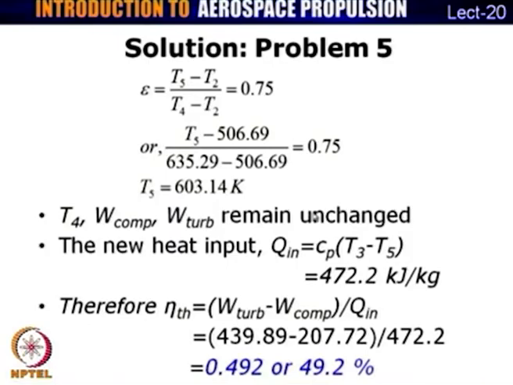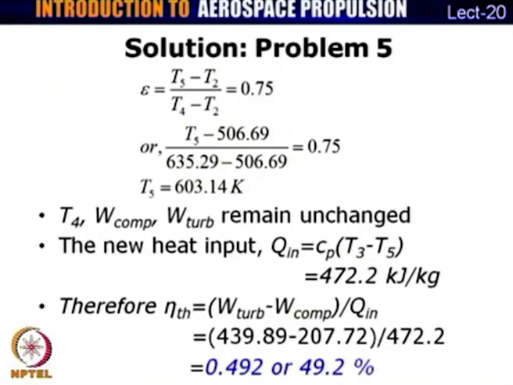So, effectiveness is given as (T5 - T2) / (T4 - T2), which is given as 0.75. All of the temperatures are known except T5. So, we can calculate T5 from this, which comes out to be 603.14 Kelvin. So, T4 and turbine work, compressor work, etc.